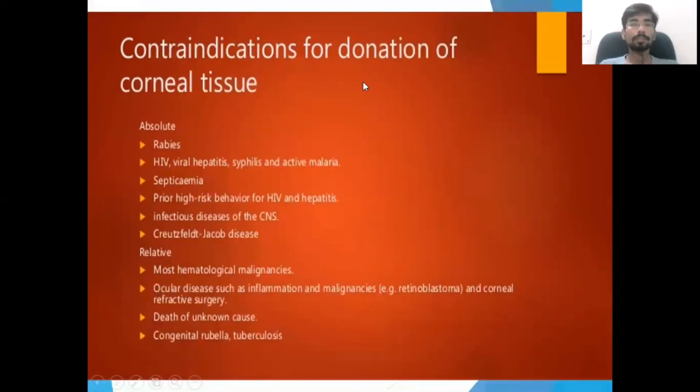Contraindications for donation of corneal tissue: absolute are rabies, HIV, syphilis, viral hepatitis and septicemia, prior high-risk behavior for HIV and hepatitis, and infectious disease of the CNS such as Creutzfeldt-Jakob. Relative are most hematological malignancies, ocular disease such as inflammation and malignancy, death of unknown cause, congenital rubella and tuberculosis.